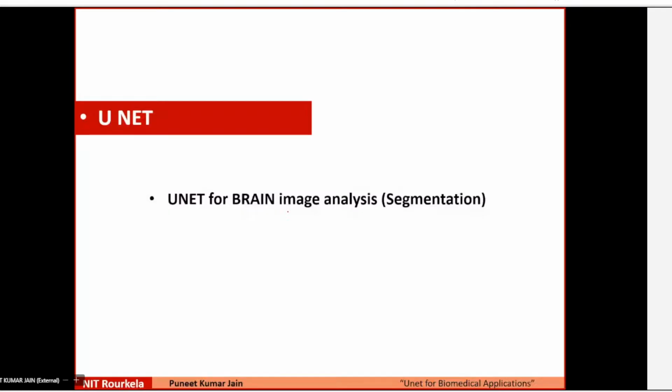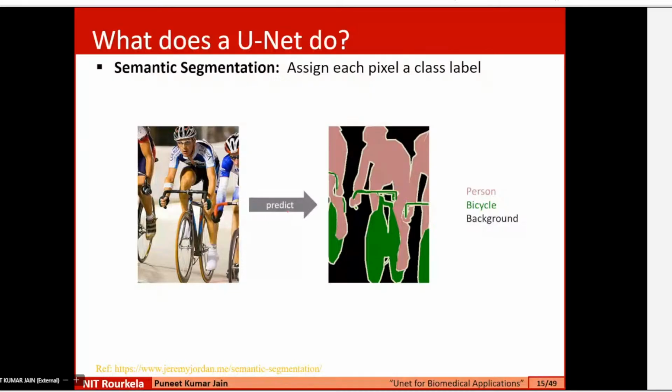So, when we have to perform semantic segmentation, our objective is to label each pixel with a different color. Overall, we have to segment each region or each object available in the image. That is called semantic segmentation. Semantic segmentation is nothing but assigning each pixel a class label. I hope by this particular example you would be able to understand what we mean by semantic segmentation. So that is our task in the case of brain MRI images.